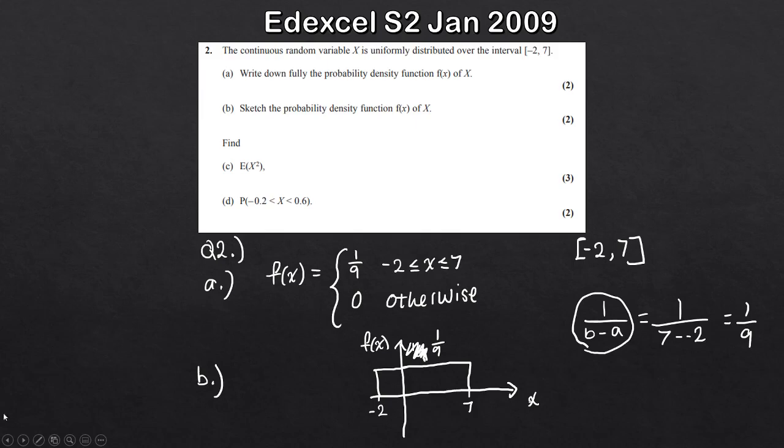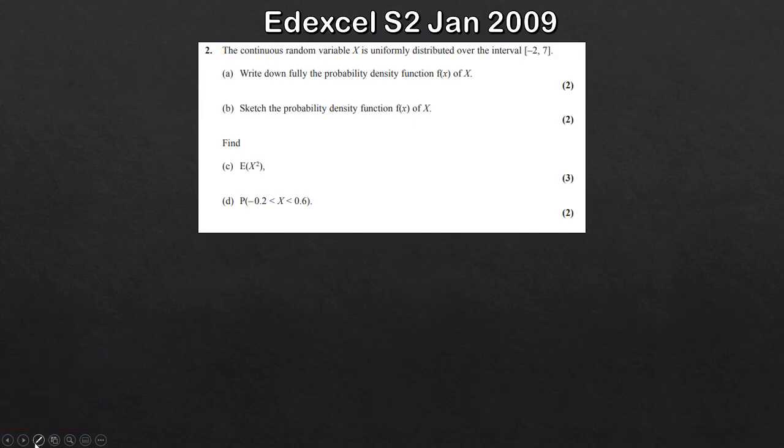Part C, we saw something similar before. So let's just clear all this first. So part C, we need the expectation of x squared. To do this, we need the expectation of x, we need the variance of x, and then we're just going to do the variance of x plus the expectation of x, squared. So, expectation of x, again just using our formula book here, this is a plus b divided by 2. So 7 plus minus 2, in other words 7 minus 2, so that's 5 over 2, which gives us 2.5. Okay. Hopefully not too bad.